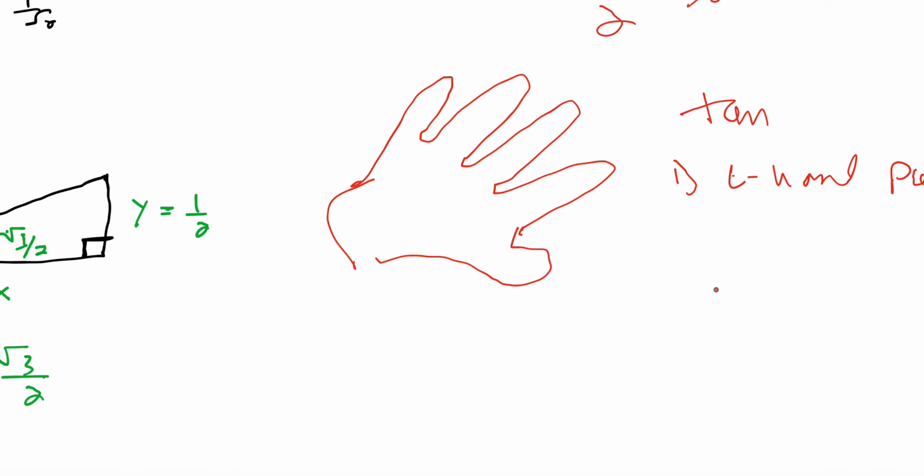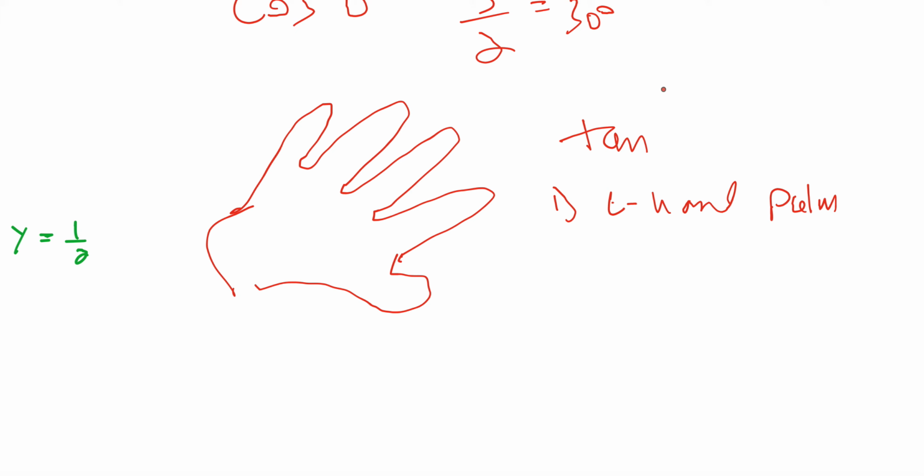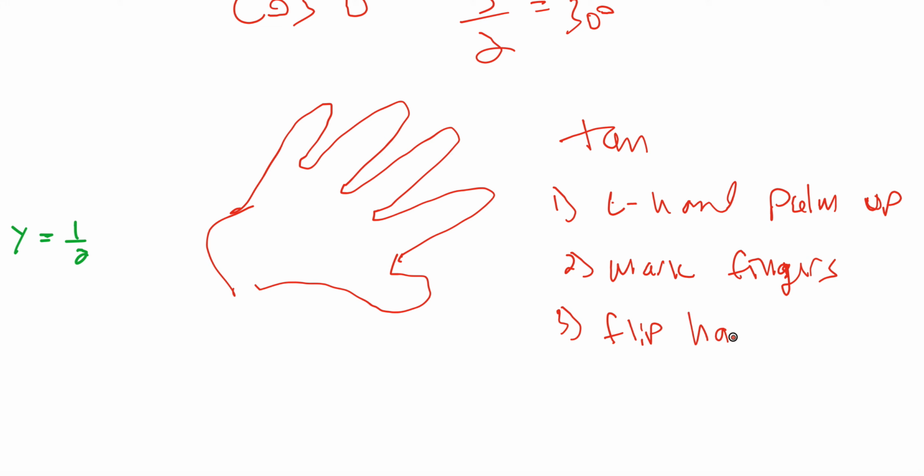So if you want to do tangent, so left hand, palm up, like normal. Mark your fingers like normal. Just pull them down like we just did. So your middle finger would be 45 degrees. 3, flip hand. 4, root fingers over root fingers.